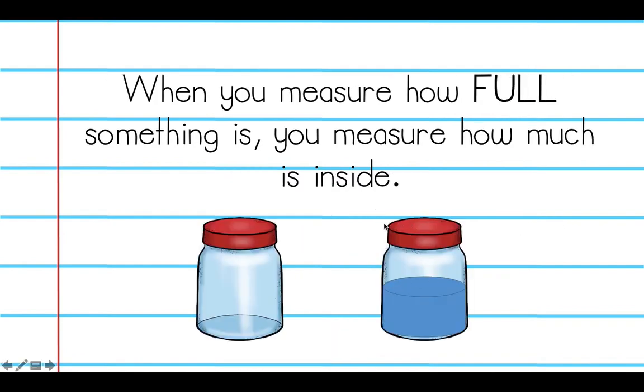When you measure how full something is, you measure how much is inside. This jar is empty. This jar has something in it. It has some liquid, and it's about halfway full in our jar. So we can measure how full something is by looking inside and comparing this jar to this jar.